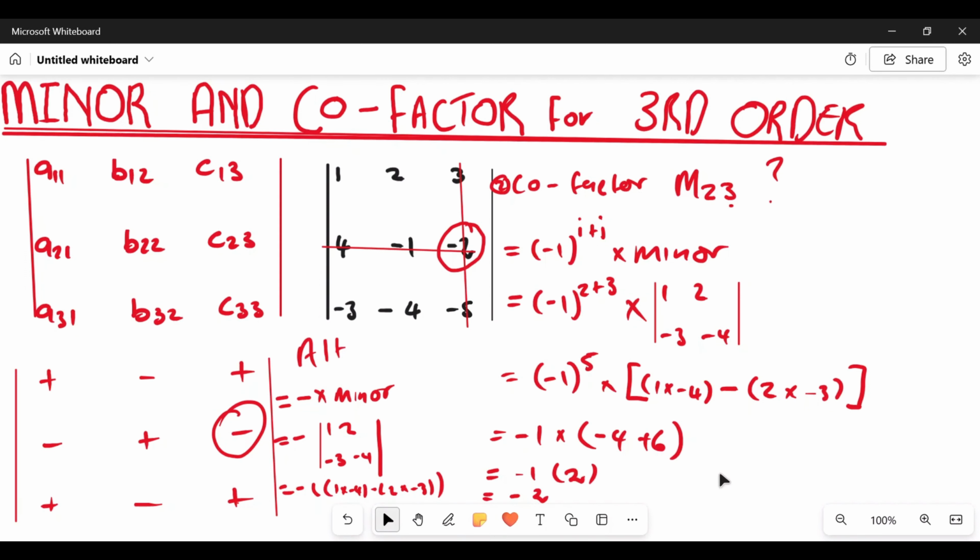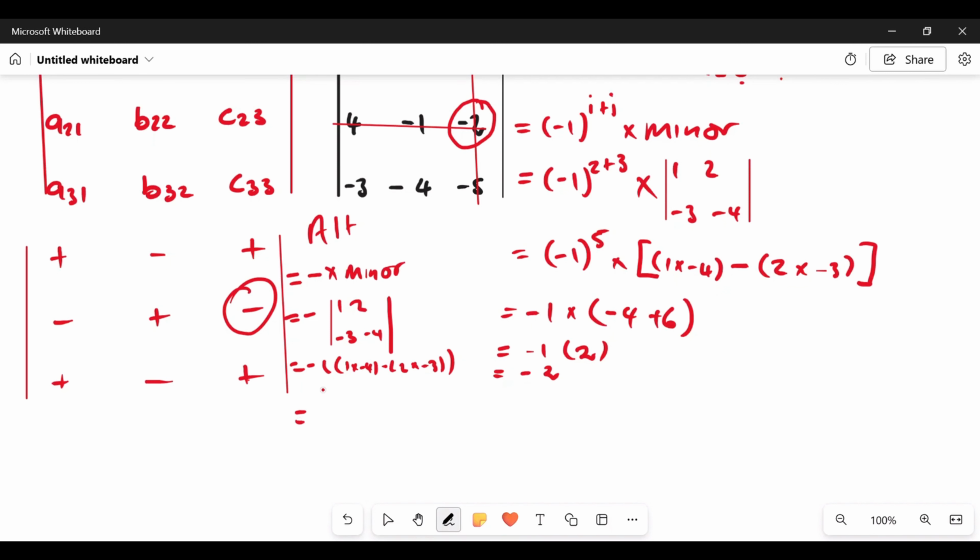Let me just create a little bit of space here. If you continue, don't forget we have this negative here. So inside the bracket, 1 multiplied by -4 is going to give us -4. We have minus multiplied by 2 multiplied by -3, which is -6, giving us +6. We're going to have negative, and then inside the bracket, we'll be left with +2. So this makes it -2. Again, this method also gives us the same answer as the first method.